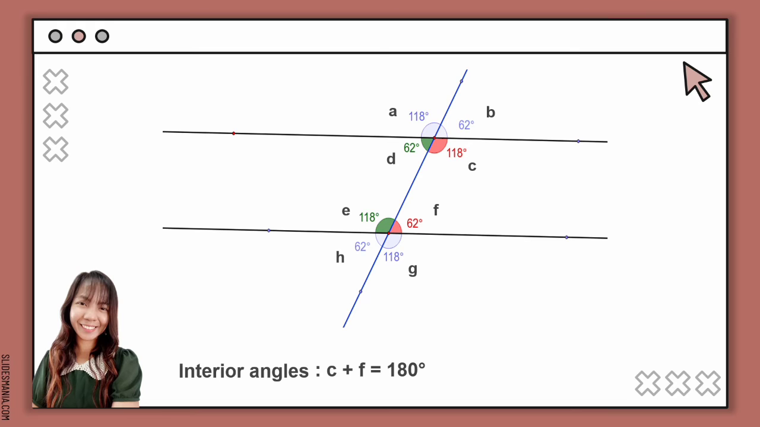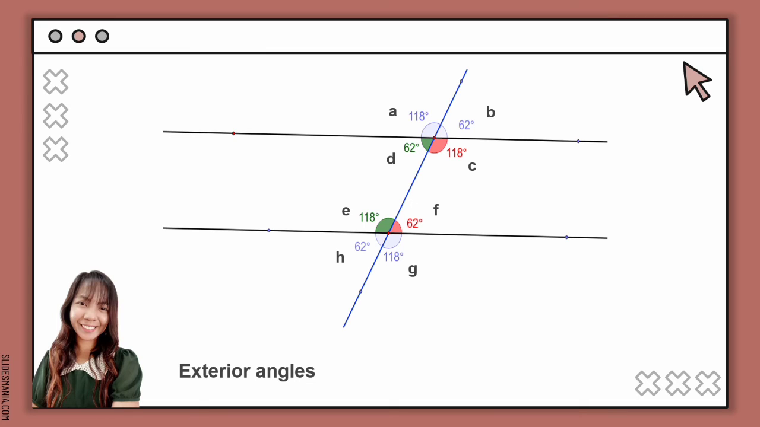Interior angles. Just a quick recap about this. Angle C plus angle F is equal to 180 degrees. Angle D and angle E is equal to 180. So inside the parallel lines, these are the angles, inside the parallel lines on the same side.